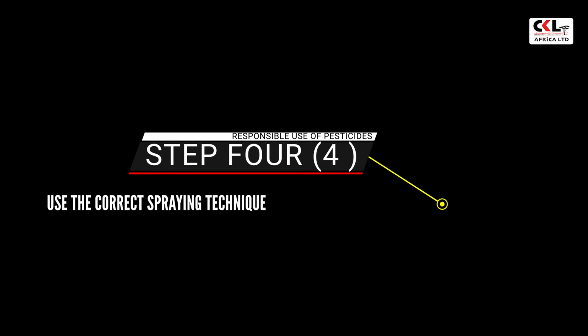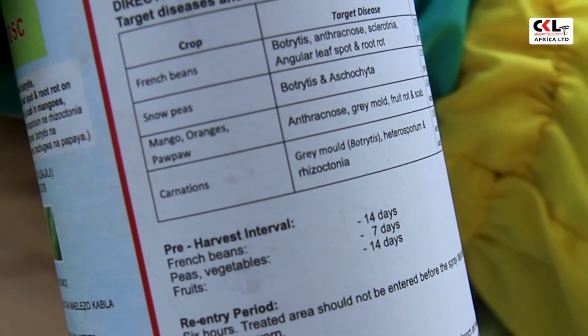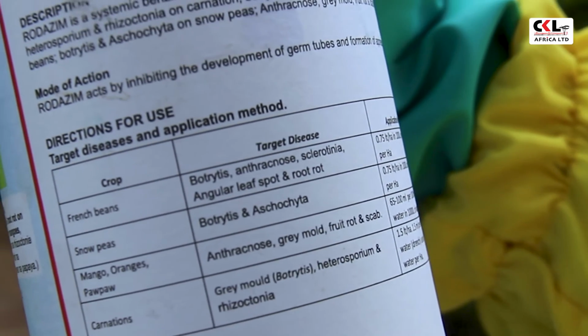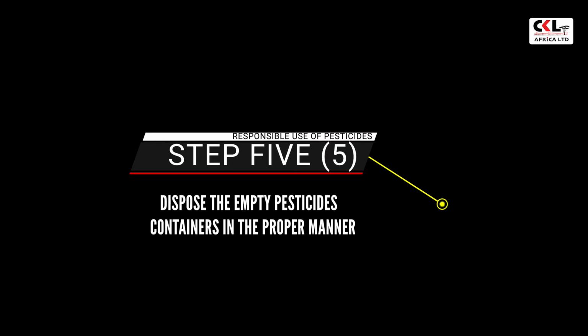Step 4, use the correct spraying technique. Avoid spraying against the wind. Use the correct dose, never overdose or underdose. The dose is indicated on the label. Always observe the pre-harvest interval and the re-entry interval, and also the withdrawal period in the case of animals. Finally, after spraying, ensure that you warn others not to enter the sprayed field so that they do not contaminate themselves. Finally, in step 5, dispose of your empty pesticide containers in the proper manner.